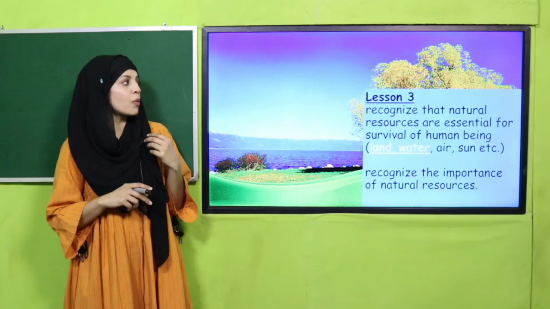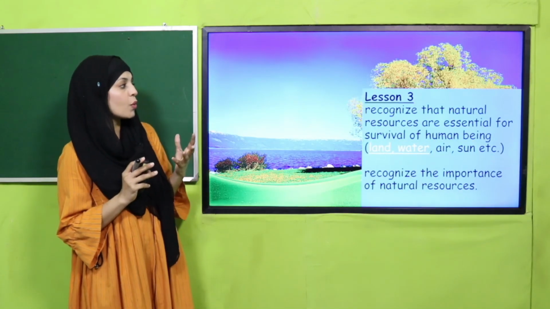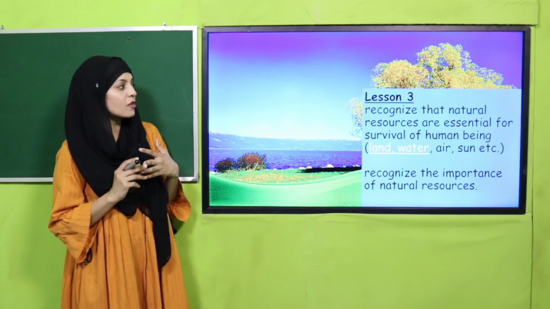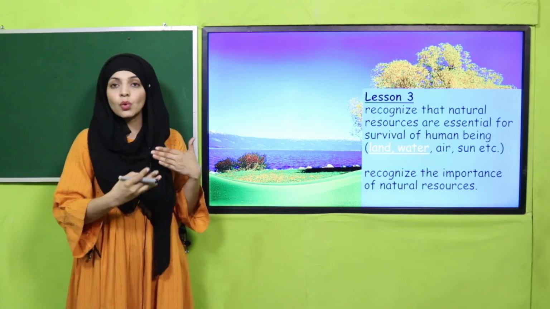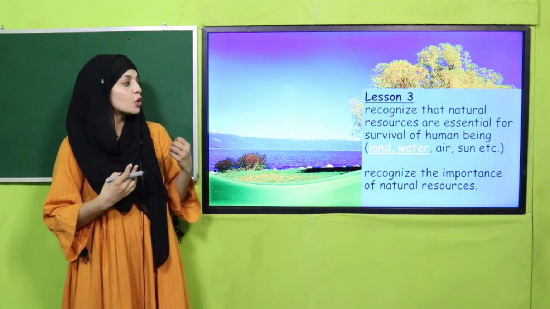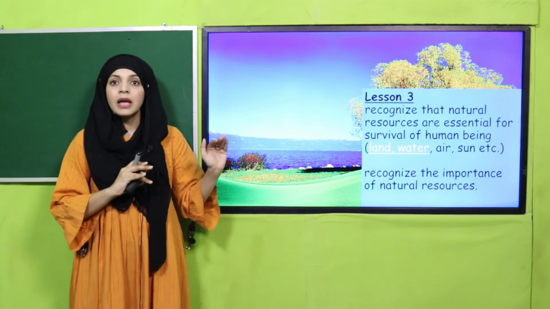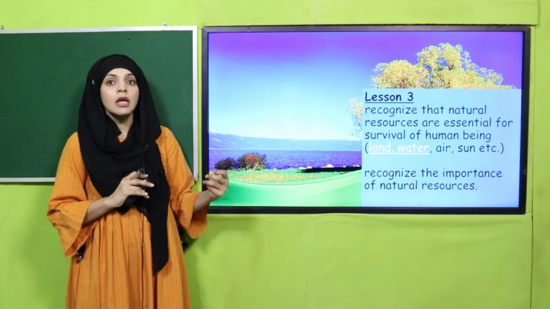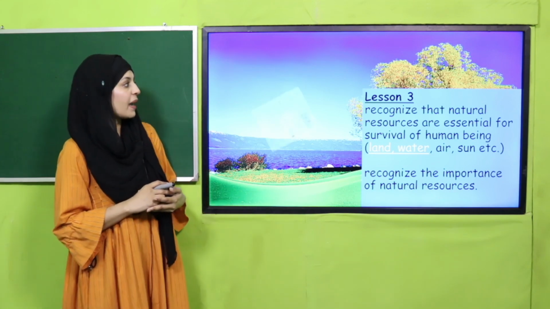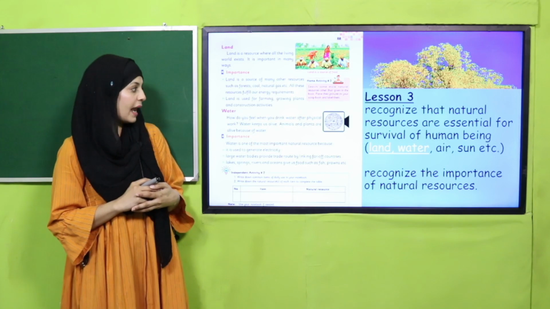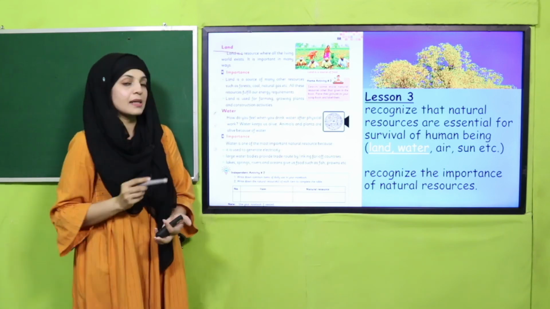Then we will move forward towards lesson number 3. By the end of lesson number 3, all the students will be able to recognize that natural resources are essential for the survival of human beings. Since we are reading about the essentials of natural resources, we will discuss land and water. We have discussed the sun. Now we will discuss land and water and their importance. The page included is page number 88.